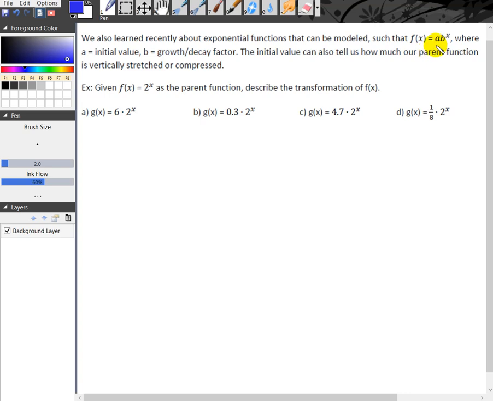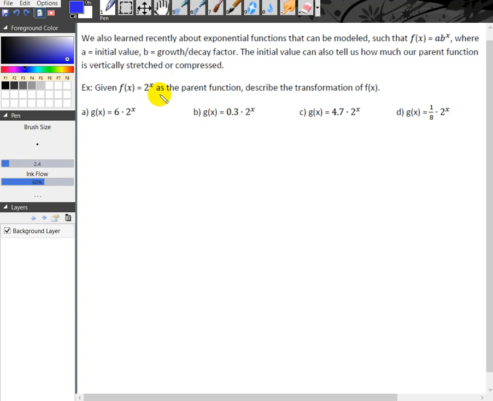All right, so another thing we also recently learned about exponential functions is that they can be modeled in this shape or form: f(x) equals a times b raised to the power of x. Recall that you can think of it in the context of the word problem. This was like 1 plus or minus r, depending on whether we have exponential growth or exponential decay. So a in this case is the initial value, that's what we start with, and b represents our growth or decay factor, kind of what I showed you earlier with that 1 plus or minus r, our rate. The initial value can also tell us how much our parent function is vertically stretched or compressed as well.